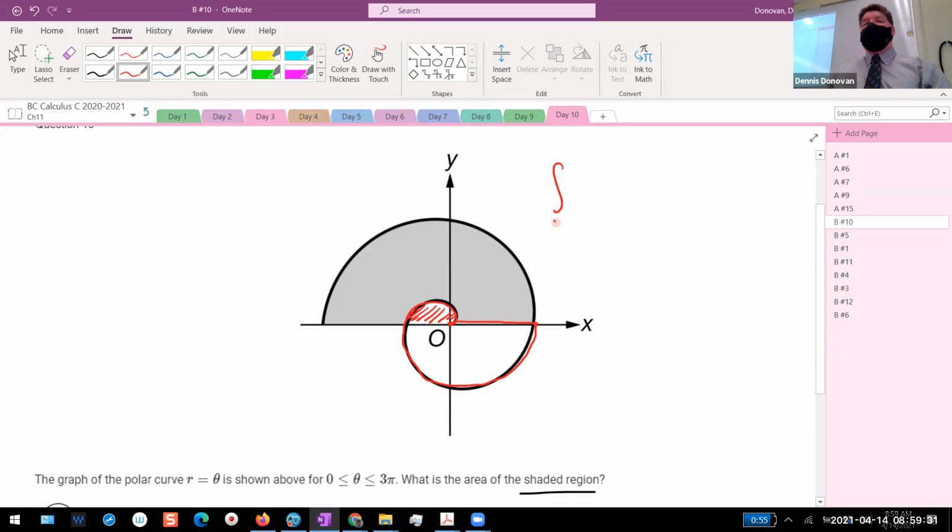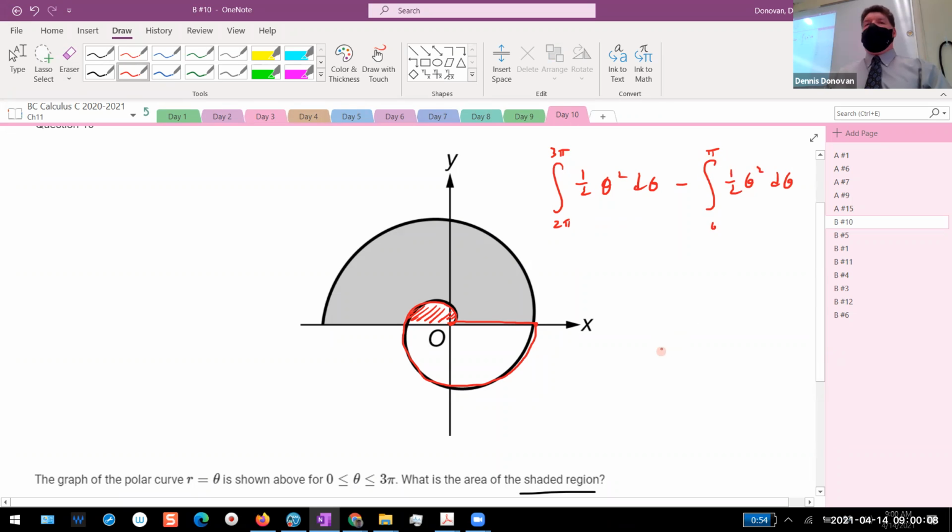So it's the integral from 2 pi to 3 pi of 1/2 r squared d theta, which is theta squared, right? Okay, so I'll just replace that. Minus, oh, we started going in this direction, didn't we? So that's from 0 to pi, isn't it? So we subtract out of that the integral from 0 to pi of 1/2 theta squared d theta.